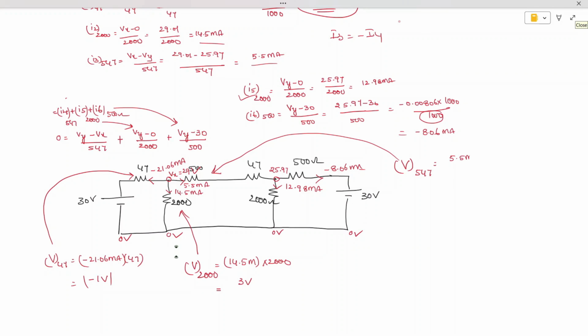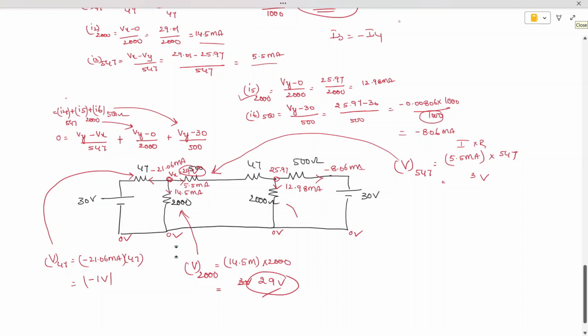Voltage across the 547 ohm branch is 5.5 milliamperes multiplied with 547. It is nothing but the I into R formula. Then we get 3 volts. Okay, so this is not 3, this is 29 volts. You can see here the voltage across this, Vx, is also 29. This is also the same.